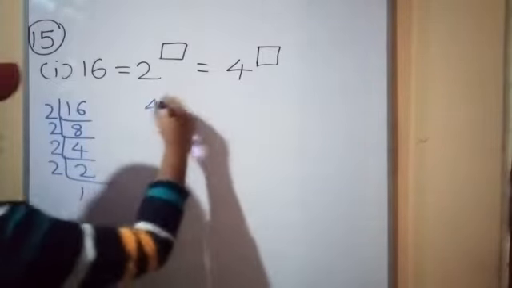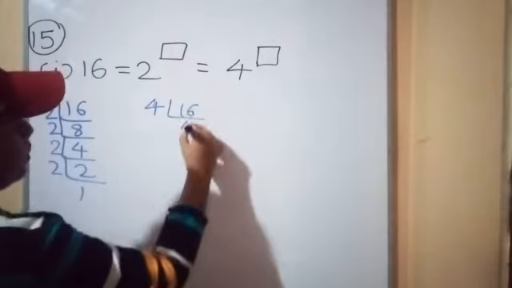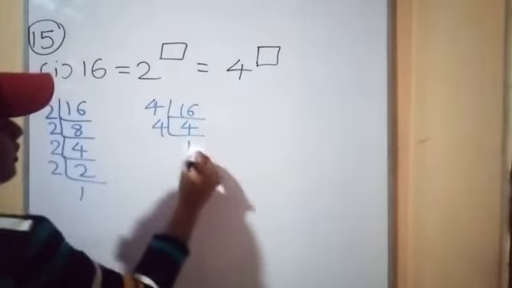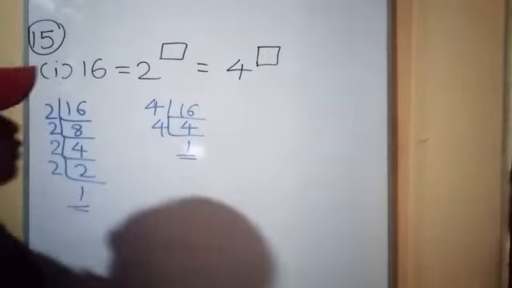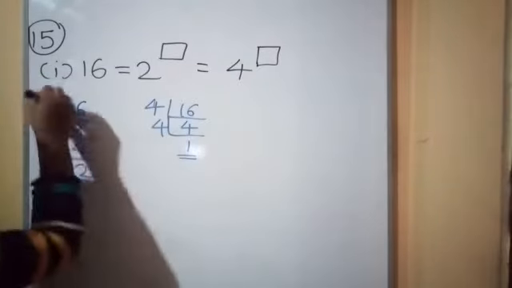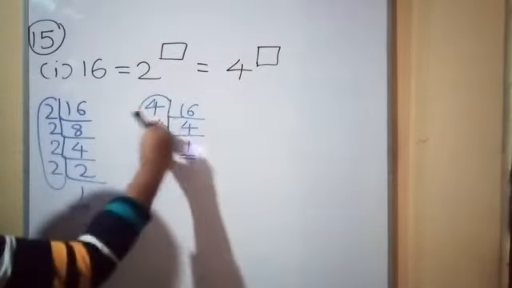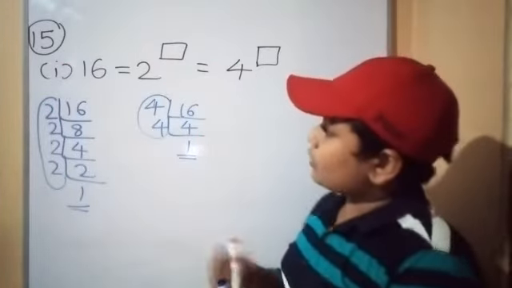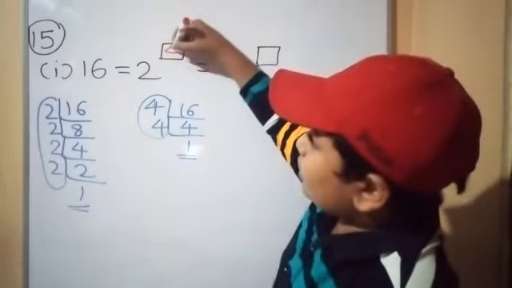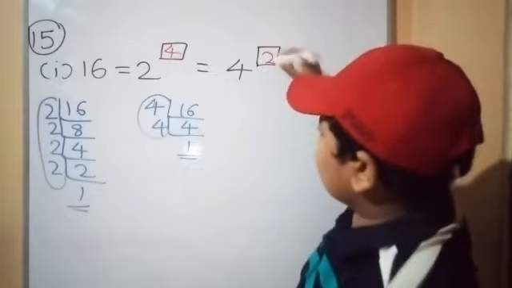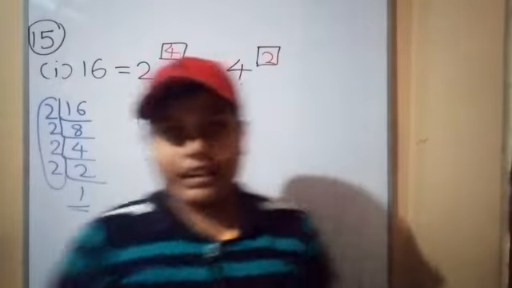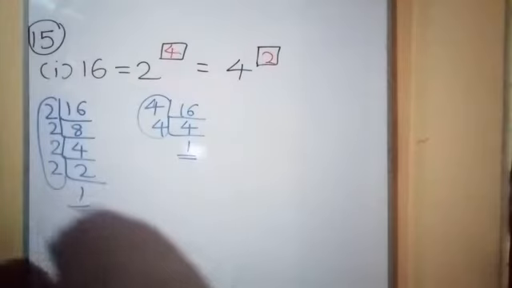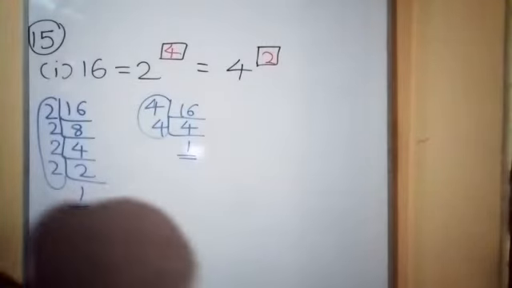Now from 4, the 16 gets 4, 4 and 1. Okay, now what are the remaining ones? Now there are 1, 2, 3, 4, and 1, 2. So that means 2 to the power 4, 4 to the power 2. They are the opposite sides that were recommended. That is the first question.